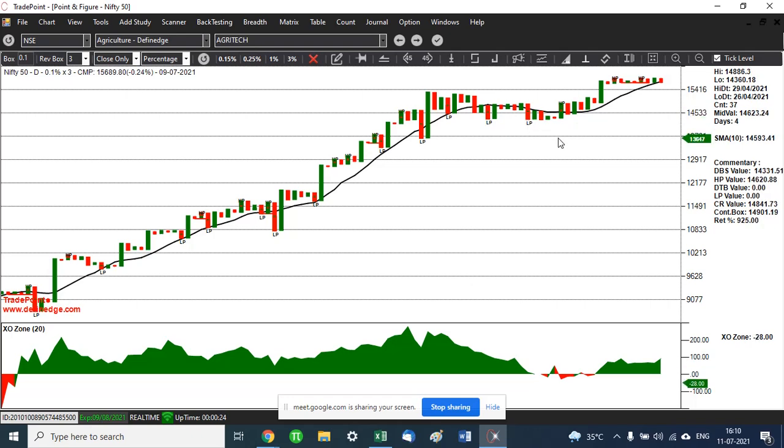This is as per number of columns. This is a 10 column moving average. We generally consider when stocks are above the moving average, we consider the stock to be in a bullish trend. When the stock is below the moving average, we consider the stock to be in a bearish trend. That is the general scenario.